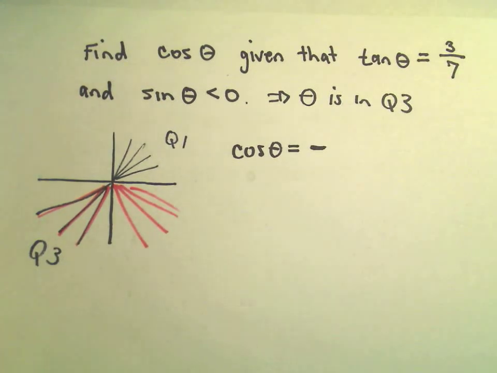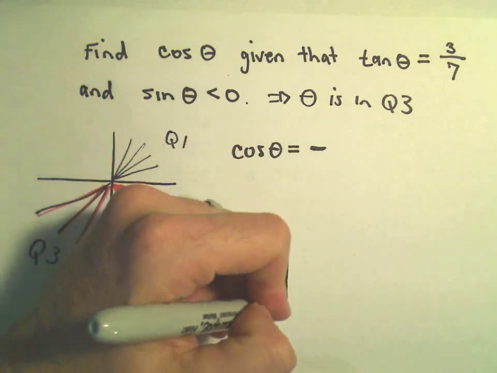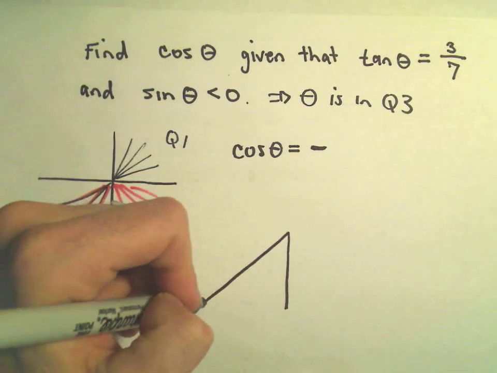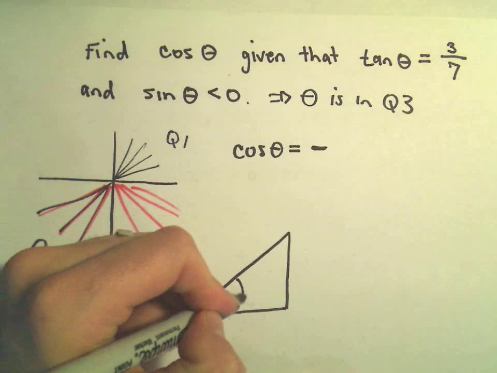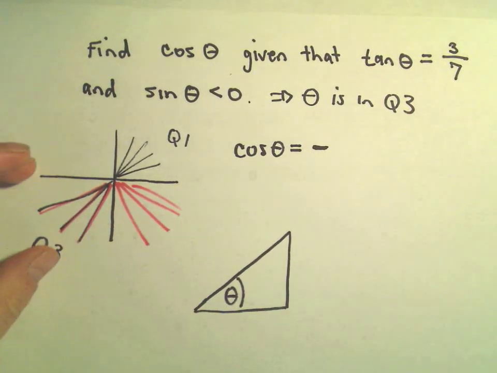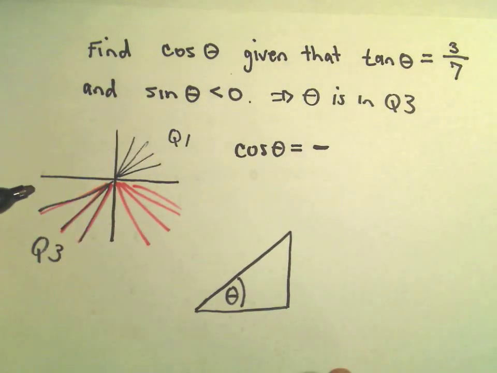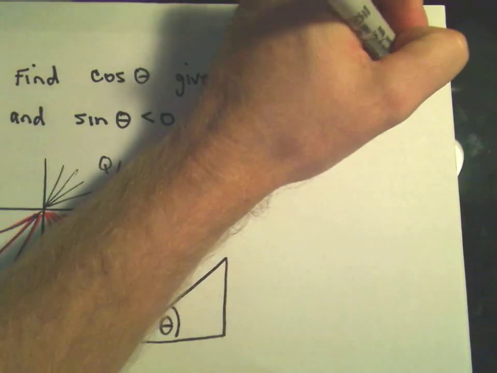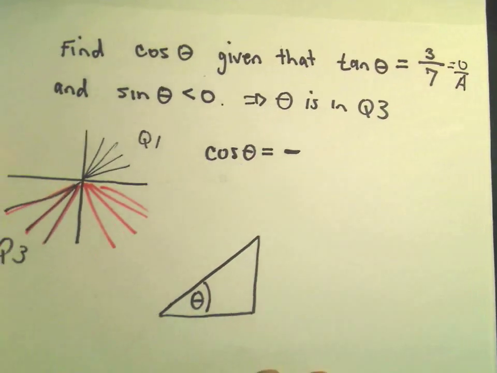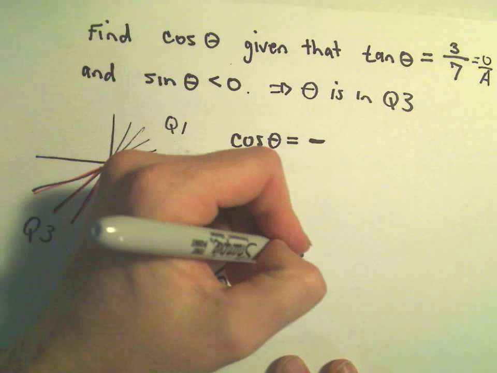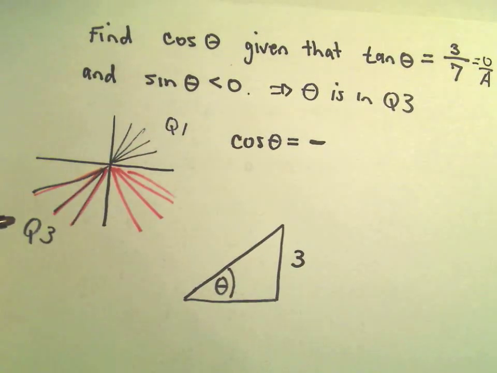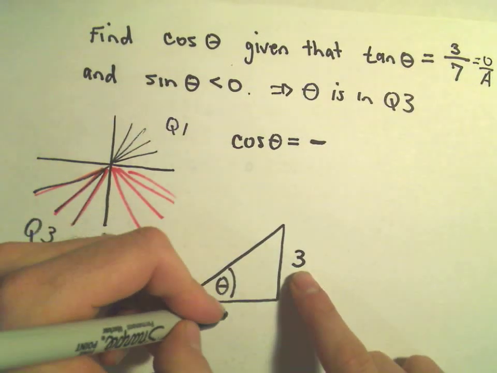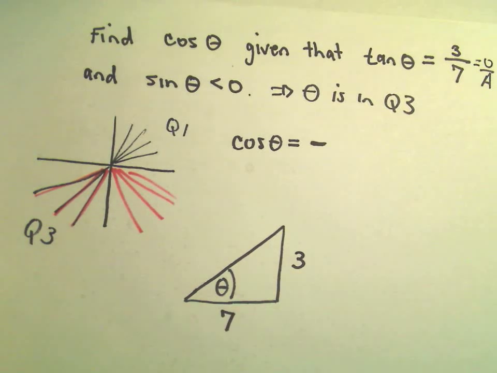At this point, the way I do them personally, you can use identities and other things that maybe you haven't seen yet. One thing you can definitely do is make a little right triangle based on tangent. So here's tangent of theta. Remember, tangent is defined to be the opposite over the adjacent. So that means the opposite side we can just assume has length 3. The adjacent side has length 7.